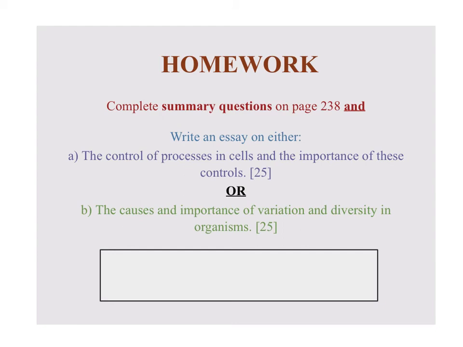So these two titles, A and B, are examples of essays that you might get in paper 3. And you can see that they're very unspecific. They're quite broad: control of processes in cells and the importance of these controls, and the causes and importance of variation and diversity in organisms.